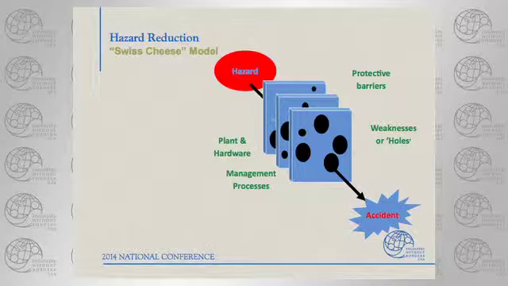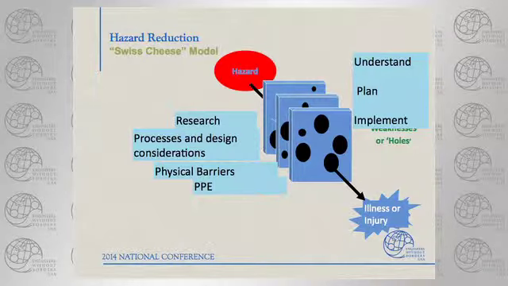The different levels, such as protective barriers, all those different things that we talked about earlier: elimination, substitution, engineering controls, administrative controls, and PPE. All of that makes up these different layers of cheese. But the smaller the holes, the less chance a hazard will become an accident, or an illness or injury. And so what we ask each team to do is to develop a plan, understand the issues, plan out the mitigation components, and then implement them in the field.